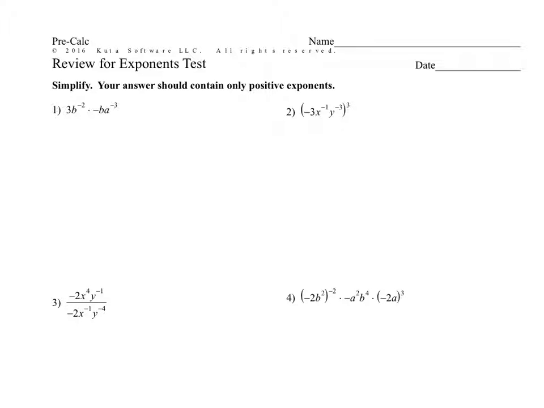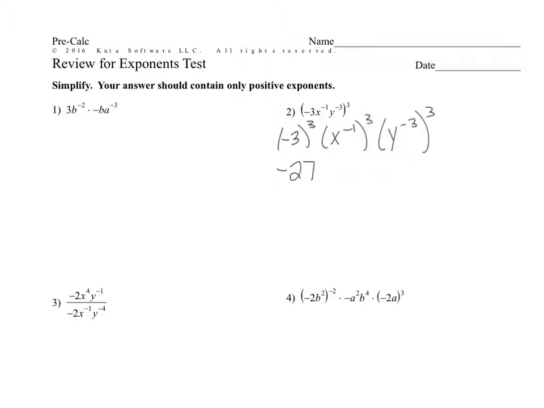I'm simply raising this base to the exponent of 3. So the rule is you distribute the power to each of the terms on the inside. I'm going to go a little bit slow here just to review the steps. So negative 3 gets raised to the third, x to the negative 1 gets raised to the third, and y to the negative 3 gets raised to the third. So now in the calculator, type in negative 3 to the third. Okay, you should get negative 27.